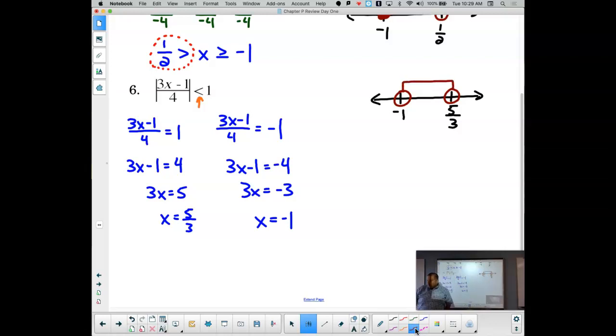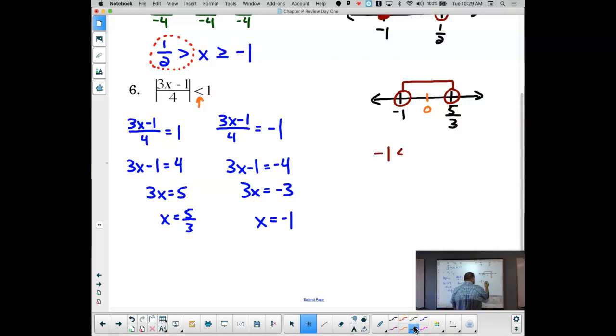Or what I could always do is attempt to test a number in one of the 3 zones. For instance, I could plug in 0 back into my original inequality, and I would get absolute value of negative 1/4 is 1/4. That is less than 1, so that's got to be true. So then, therefore, I'm in that middle zone.